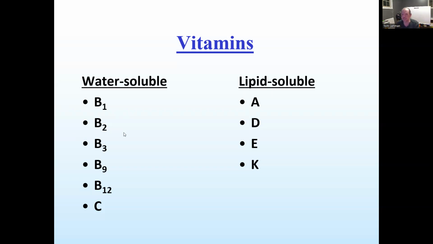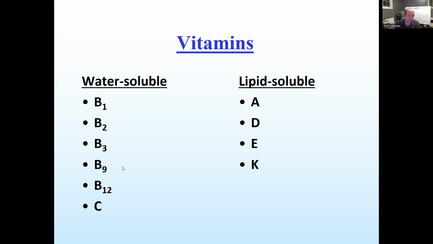B2 is riboflavin. Riboflavin is a component of FAD, that electron carrier. B3 is niacin. Niacin is a component of NAD. And so we need FAD and we need NAD to help us to be able to do all that electron transport work in our cells for good metabolism. So we need vitamin B2, we need vitamin B3.